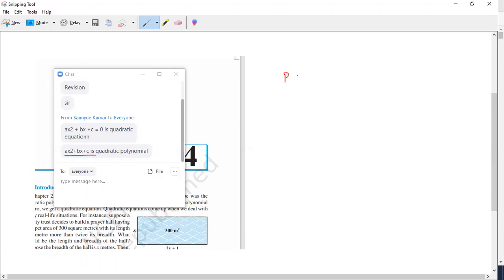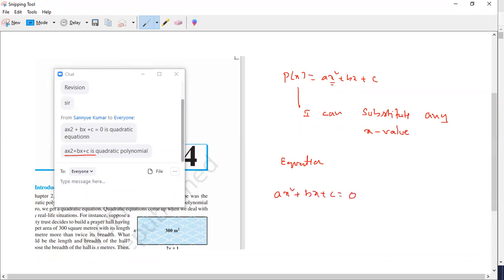Suppose I'm saying P of X is equal to AX square plus BX plus C. Here I can substitute any X value. But when I am calling it an equation, you are restricting the value of X to some limited values. If it is AX square plus BX plus C is equal to 0, an equality symbol is there. This is an equation.